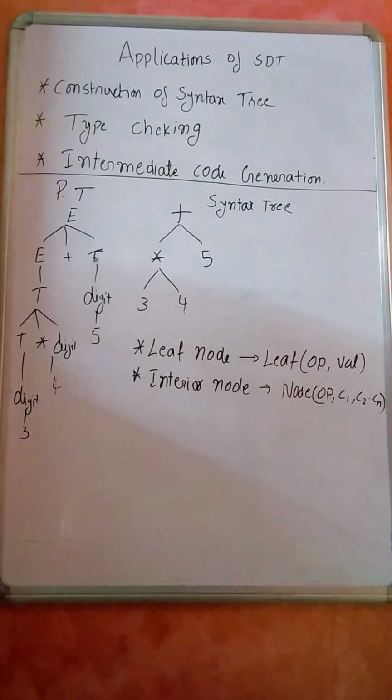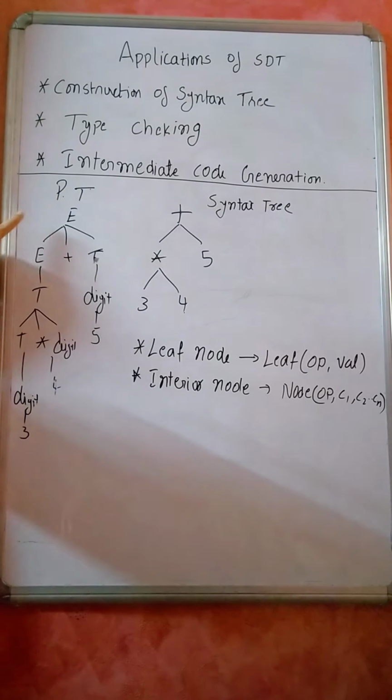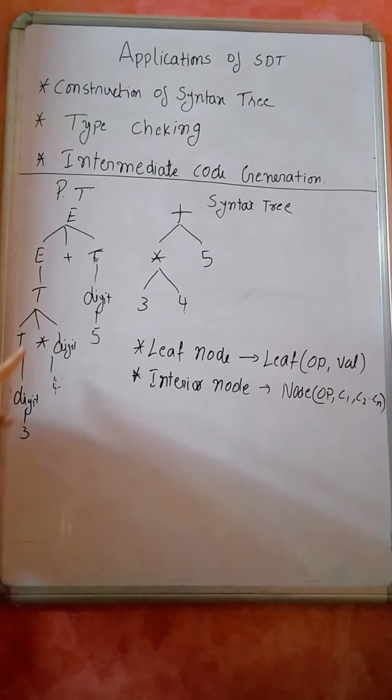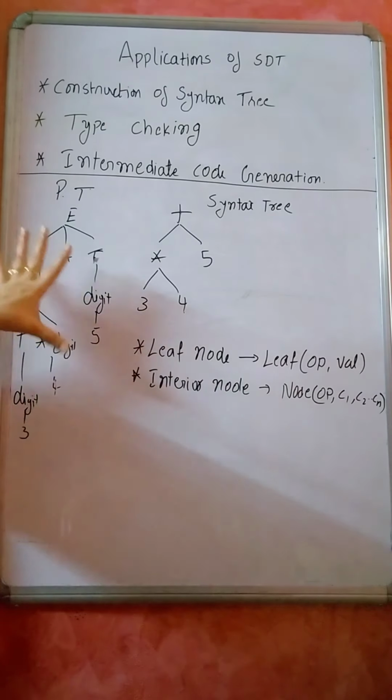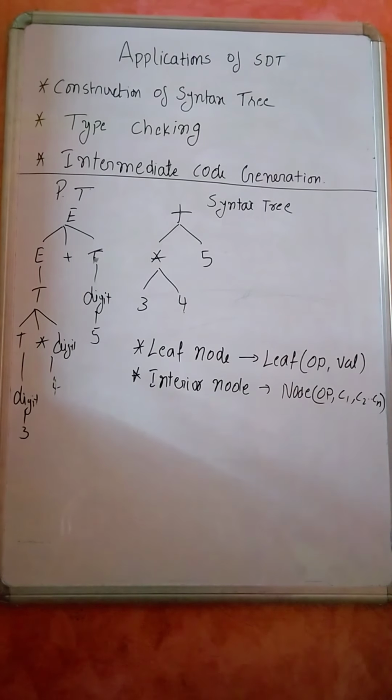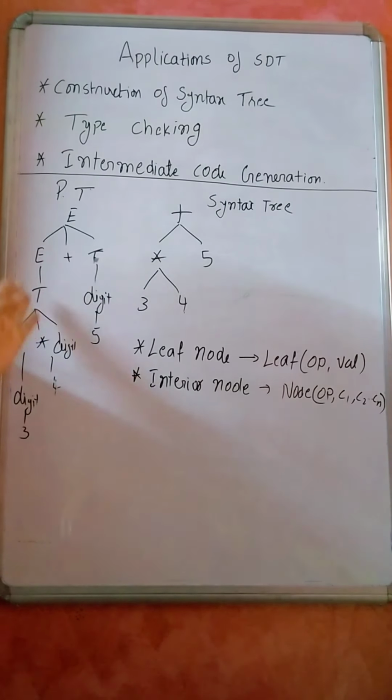So what is this syntax tree? A syntax tree is nothing but a condensed form of a parse tree. Suppose I have a parse tree for 3 star 4 plus 5, using the expression grammar where E derives E plus T, T derives F, and so on. Then the corresponding syntax tree for this parse tree is this one. So it is a condensed form of a parse tree, you can say.